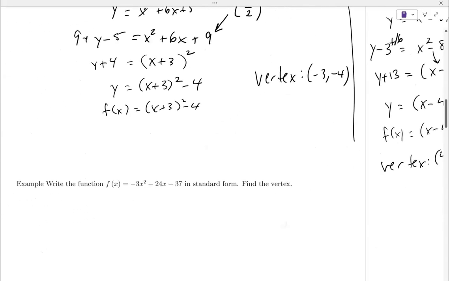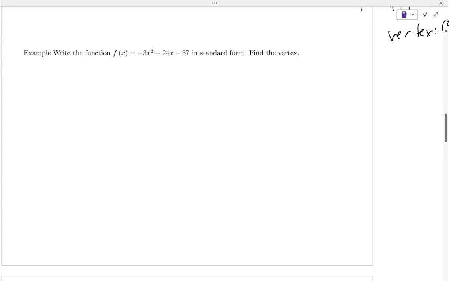So let's switch it up just a little bit. The first two examples that we did had a leading coefficient, a coefficient on the x squared, of 1. In this case, we've got a coefficient of negative 3 on the x squared instead. Okay? So we've got to do one extra step before we complete the square, and then we got to be a little bit careful. So let's talk about what I mean. So again, I'll write this as y equals negative 3x squared minus 24x minus 37.